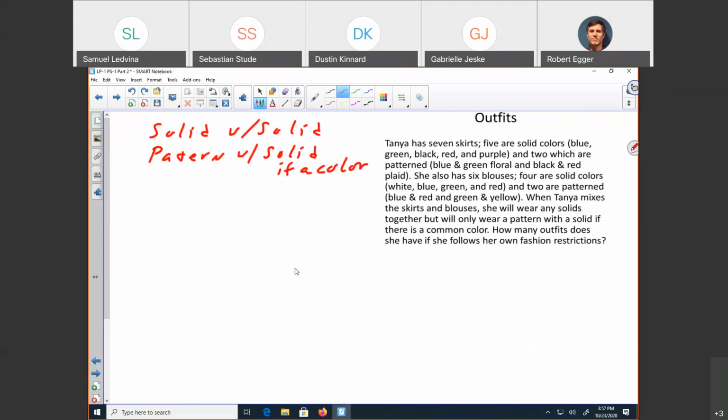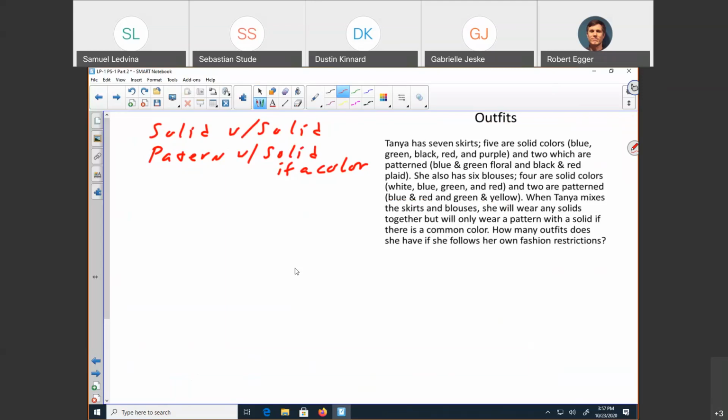That also means the blue and red blouse has to go with the blue or red skirt, or green and yellow blouse. I'm sorry, blouse goes with the green or yellow skirt. Okay. So let's see, what do we have?